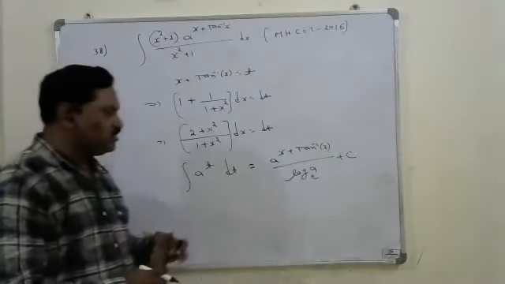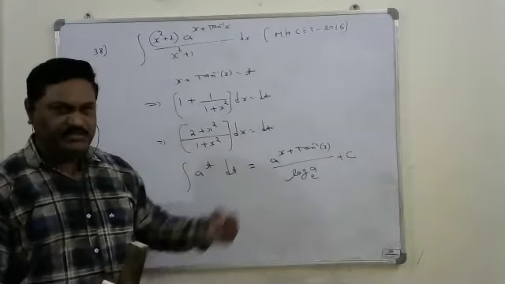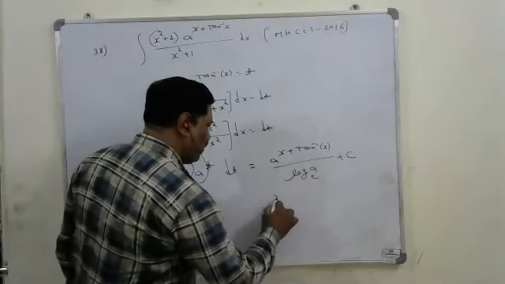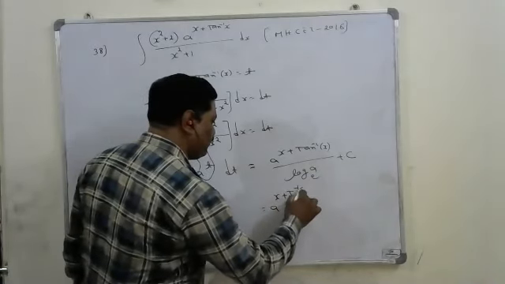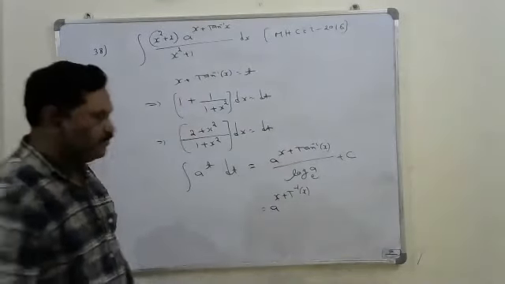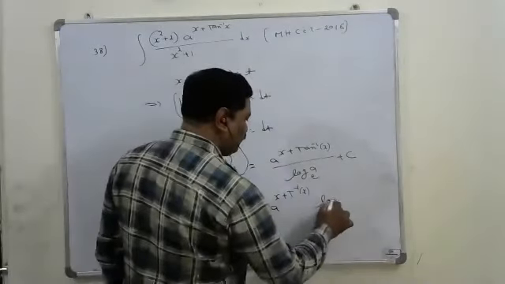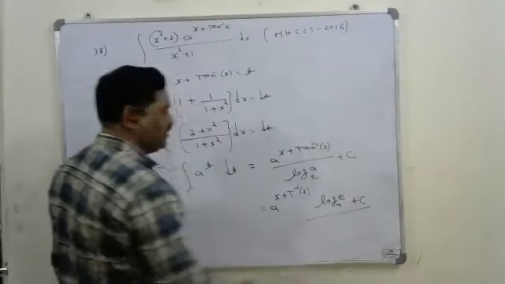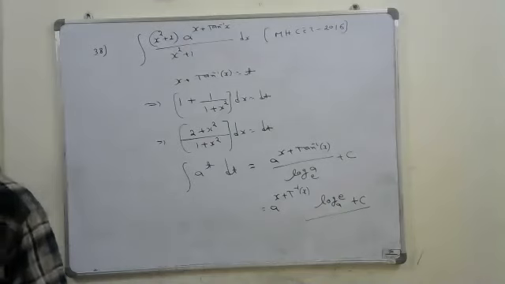Sometimes in the options the log may be available in the numerator also. If it comes to the numerator, how do you write this? A power (x plus tan inverse x) into, if you bring this to the numerator, how it changes? Log e to the base a. So sometimes the option might be this one also.